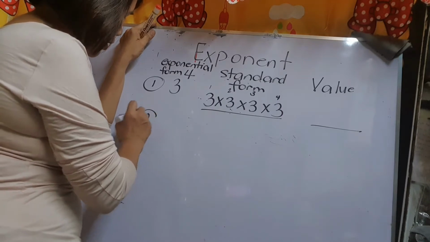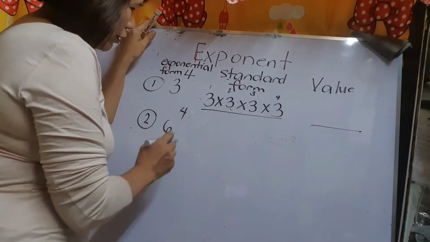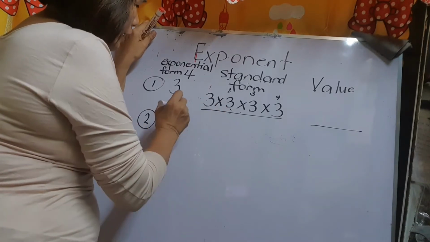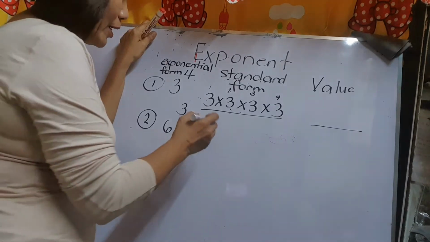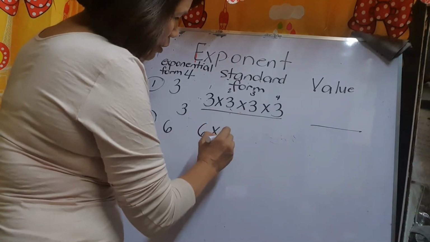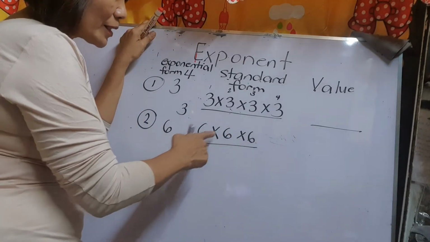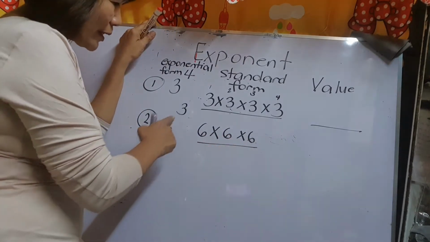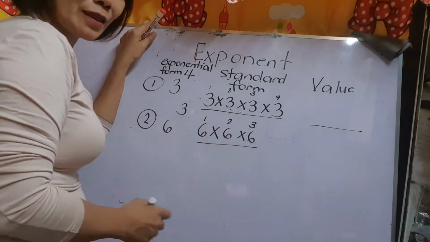Tingnan naman natin dito sa pangalawa. We have here 6 to the 3rd power, or 6 cube. So, how are we going to do that? Sa standard form, 1, 2, and then 3. So, yan po yan: 6 times 6 times 6. Sabi niya, 6 to the 3rd power. So, that is 1, then 2, and then this is 3.